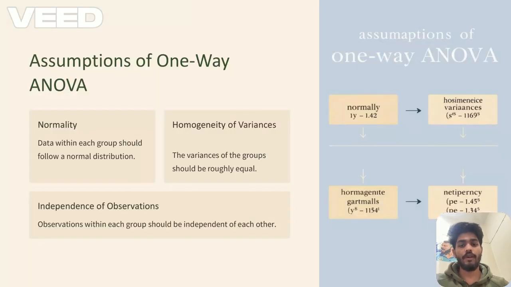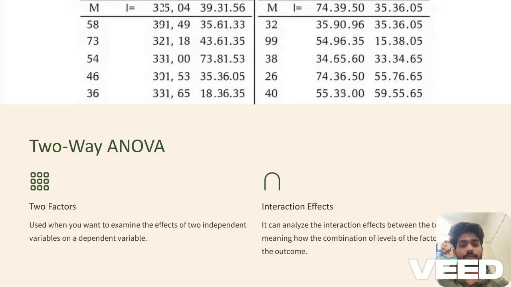Assumptions of one-way ANOVA. Normality: data within each group should follow a normal distribution. Homogeneity of variances: the variances of the groups should be roughly equal. Independence of observations: observations within each group should be independent of each other.